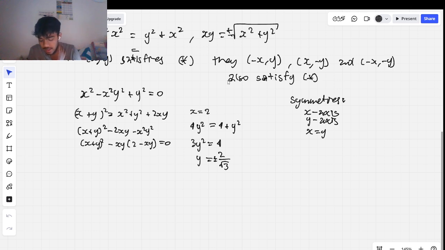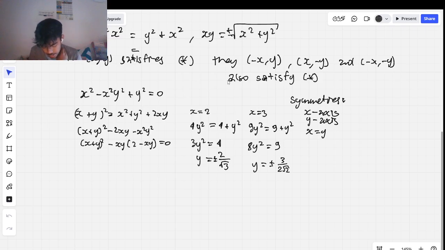And if I say x equals 3, then we have 9y squared is equal to 9 plus y squared, which means 8y squared is equal to 9. Very ugly y. Again, very ugly y. So y is equal to plus or minus 3 over 2.